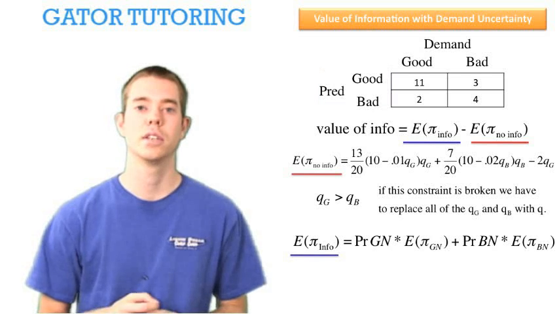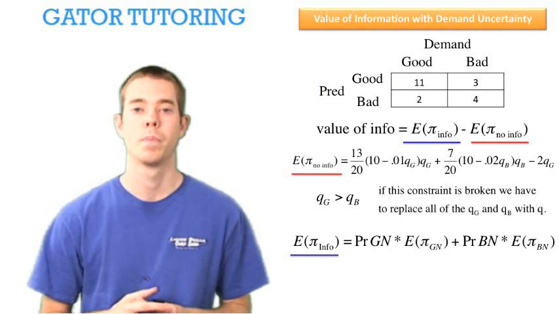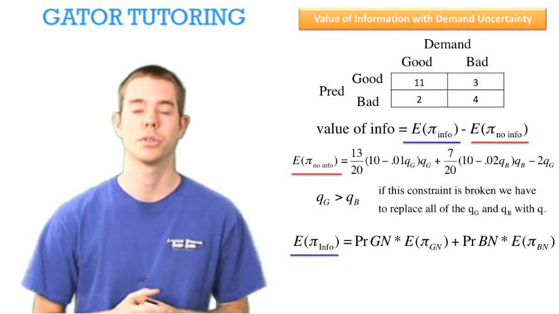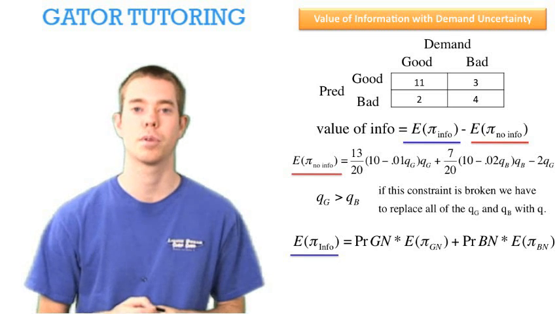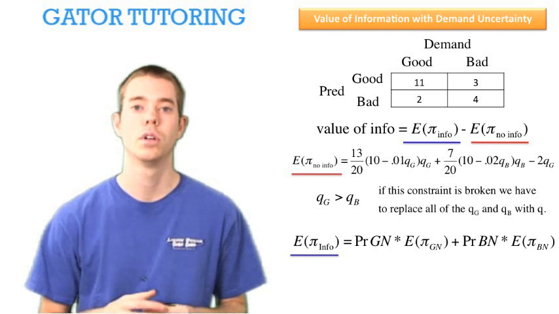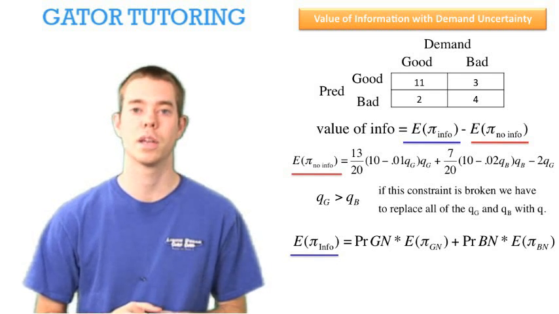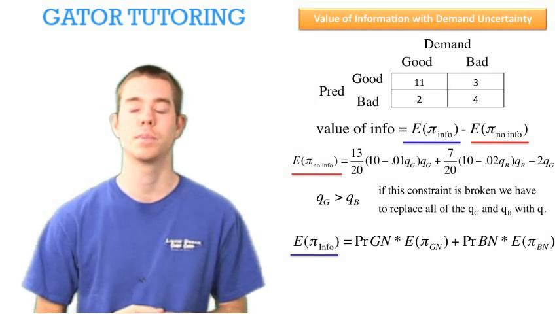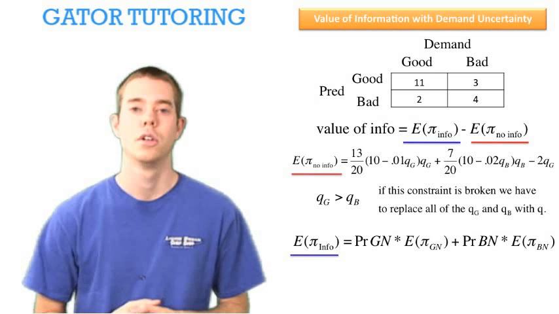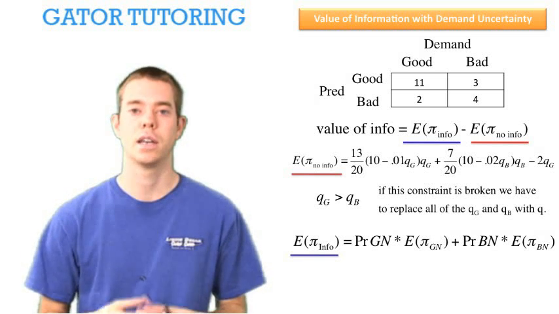So now let's look at the expected profit given information. It's going to be broken down into a couple steps. First, we know that the expected profit with info is equal to the probability that we get good news times the expected profit given good news, plus the probability that we get bad news times the expected profit given bad news. Let's first solve for the probability that we get good news and the probability that we get bad news.